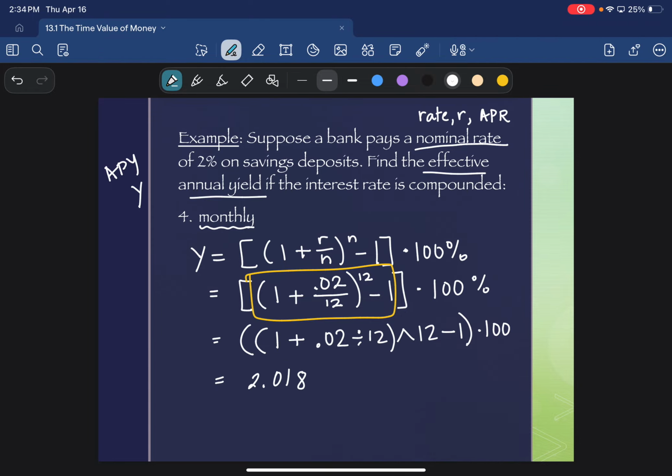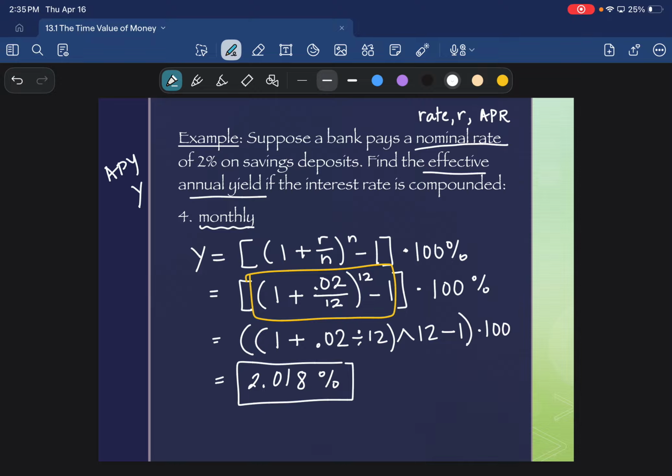2.018 is what you should get, percent as the units. I don't see what I did wrong. Okay, let me come look at it. Do you see this times 100? Multiply the 1 and close the parentheses. Oh, that's why I don't like the parentheses. Too many parentheses. Cool. Okay.